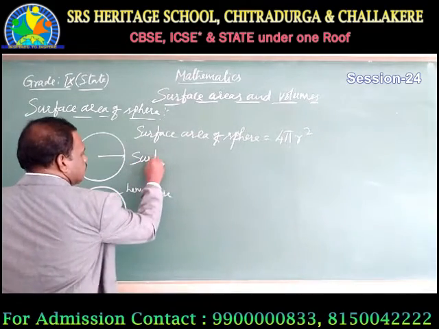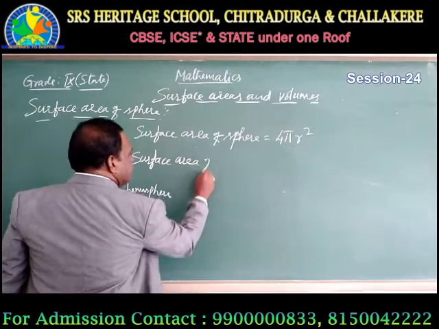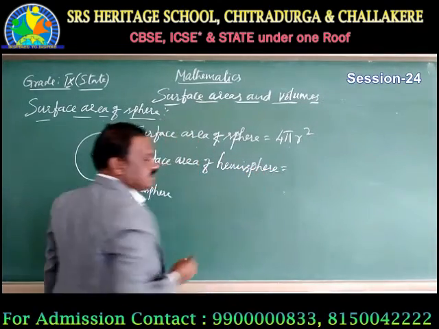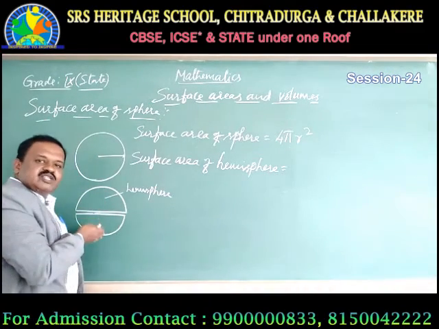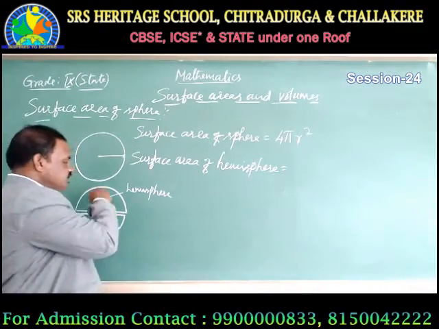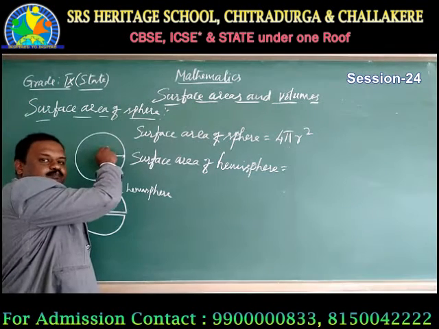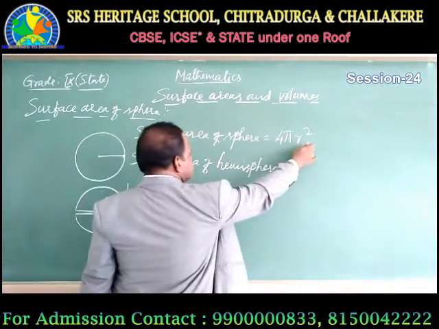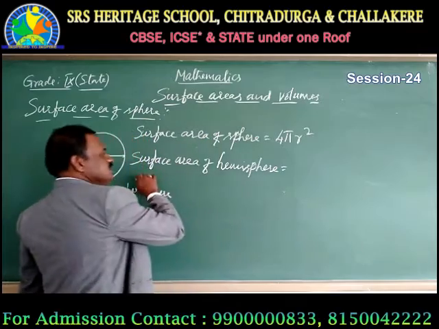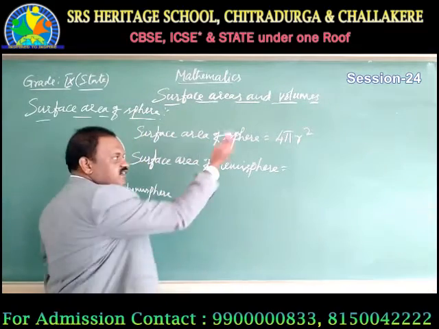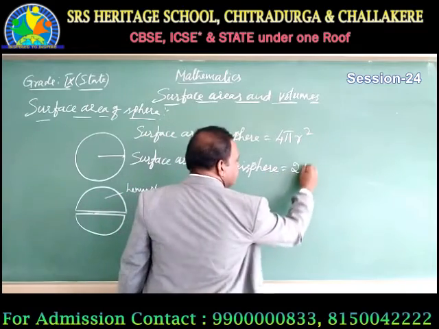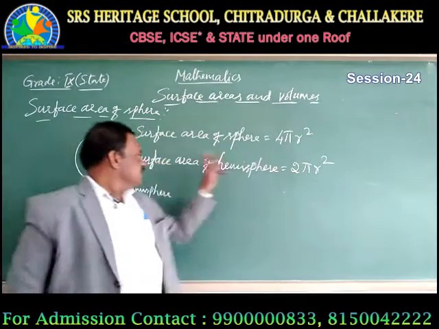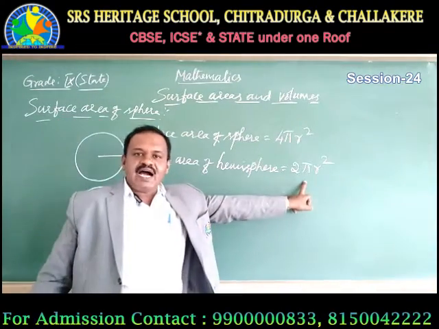So the surface area of a hemisphere: two equal hemispheres combined give the total sphere, so half of the sphere is the hemisphere. 4 pi r square is the surface area of a sphere, so the surface area of a hemisphere becomes half of 4 pi r square, nothing but 2 pi r square. So the surface area of a sphere is 4 pi r square, and the surface area of a hemisphere is 2 pi r square.